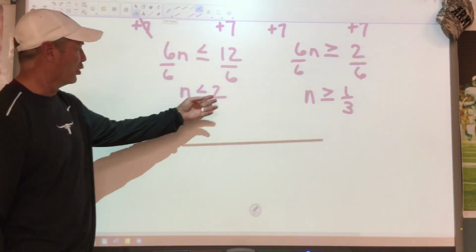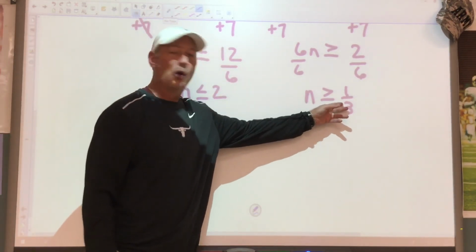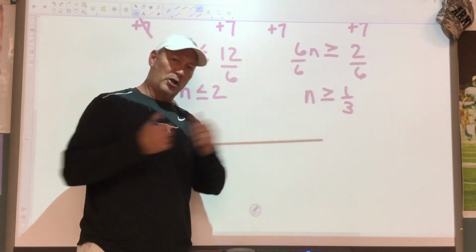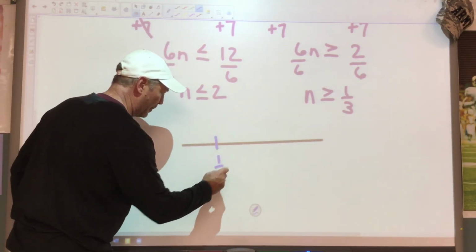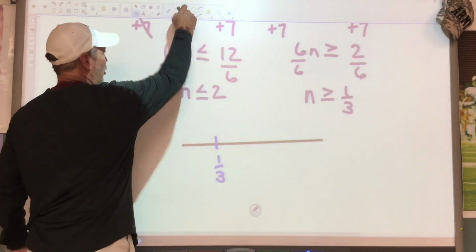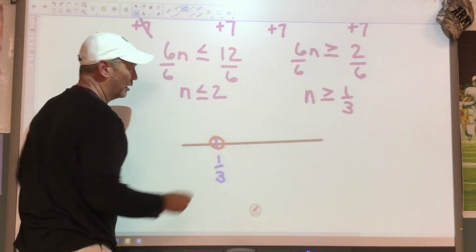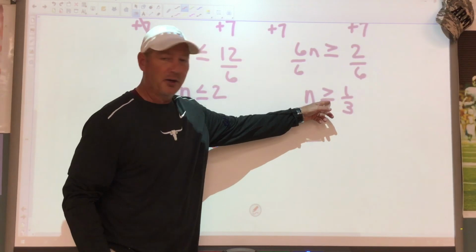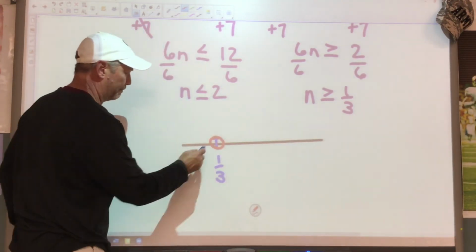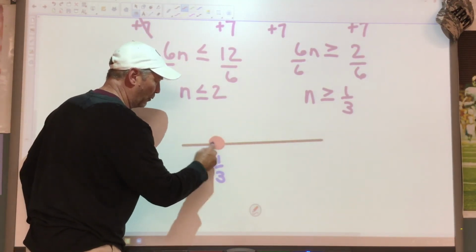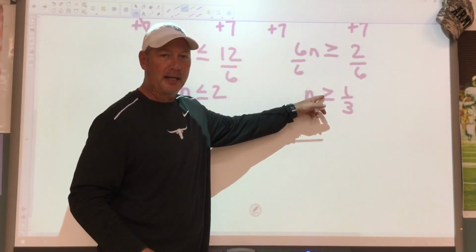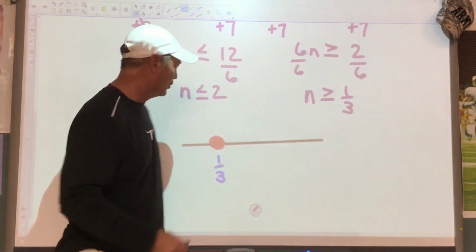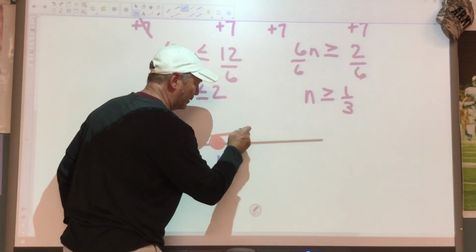So who is smaller, 2 or 1/3? 1/3 is smaller. Smaller number should go to the left. So we're here at 1/3. We're going to put a circle on it. There's a bar underneath, so we're going to color it in. We have a closed circle. It says my n's are getting greater or getting bigger. n is bigger than, so we're going to go to the right.